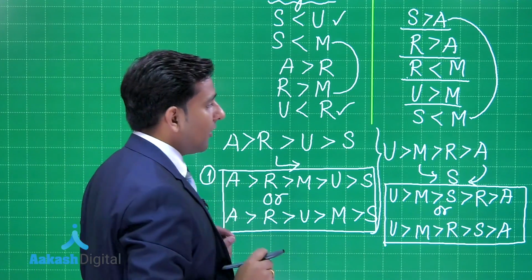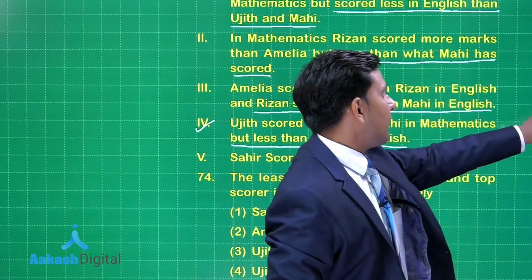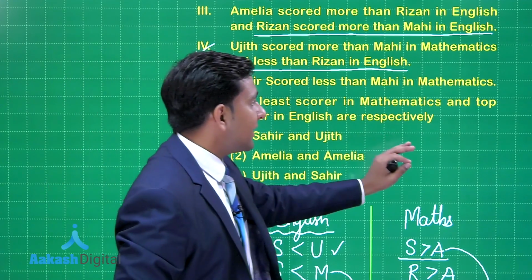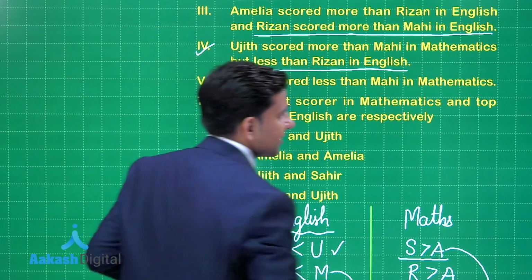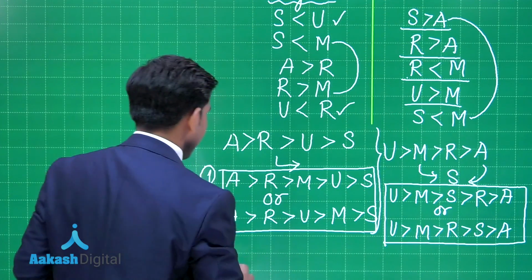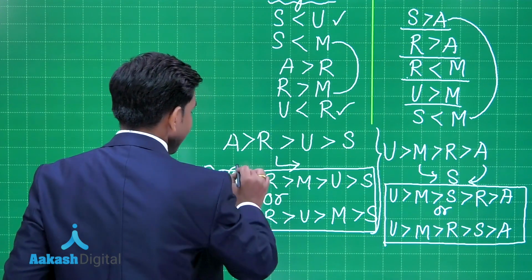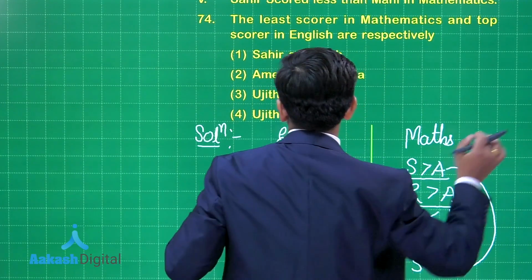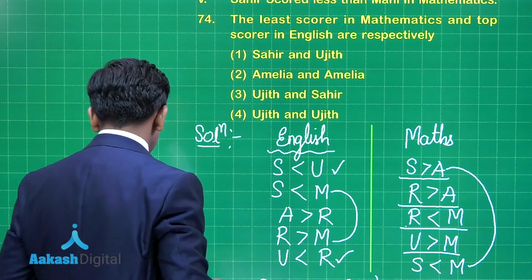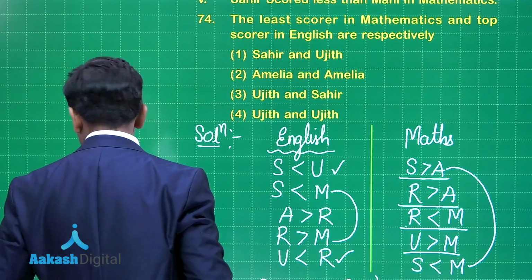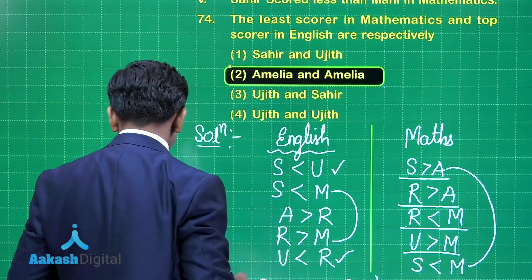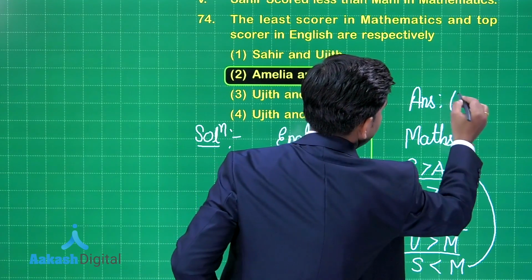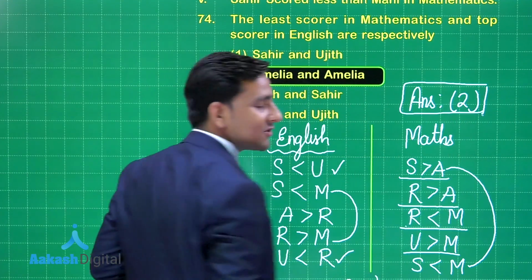Clear? Now let's analyze the given questions one by one, starting with 74, the least scorer in mathematics and the top scorer in English. From the given conclusion, you can simply write the top performer in English is A and the least performer in mathematics is also A, that is Amelia. So clearly you can mark the second option as the correct answer for this 74th question. So you can write the answer for this question is option number 2. So I hope you understood this question.